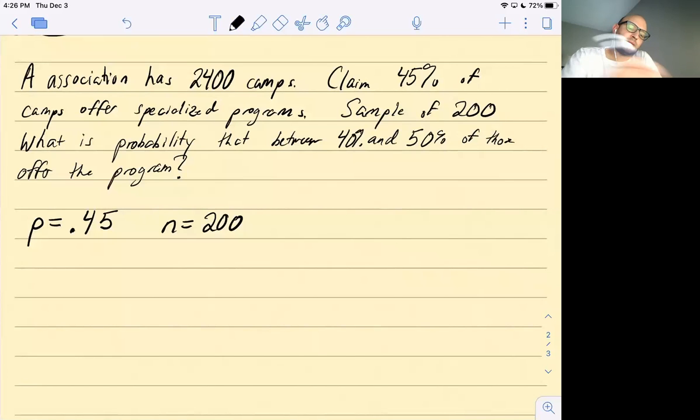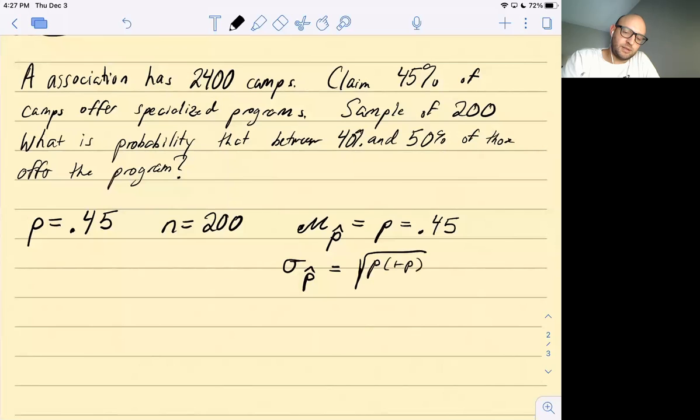And now we can just plug it in. So we find that mu of p hat is just the regular p. It's 0.45. But then sigma of the sample proportion, p hat is a sample proportion, is going to be the square root of p times 1 minus p divided by n.